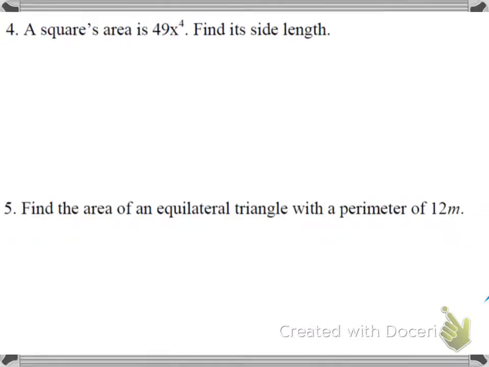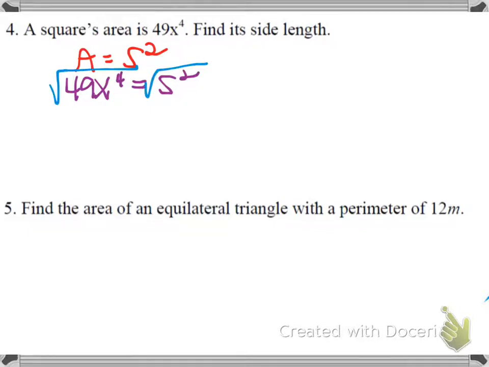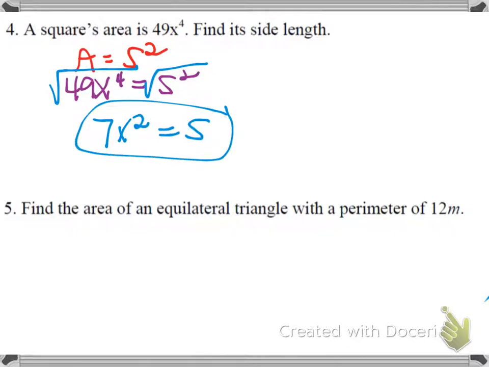Number 4, a square's area is 49x to the fourth. Find its side length. Okay, so 49x to the fourth. Here is where the formula of area equals side squared would really come in handy, because now I'm just going to plug in what I know. So 49x to the fourth is the area. And if I want to find s here, I would need to take the square root. So square root of 49 is 7. The square root of x to the fourth is x squared. So that's the side length.